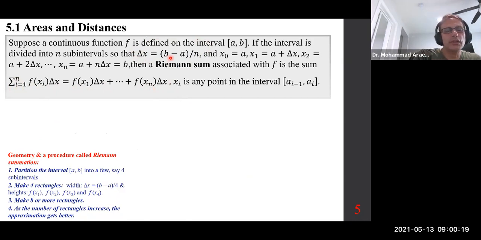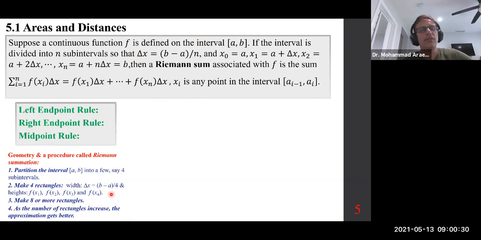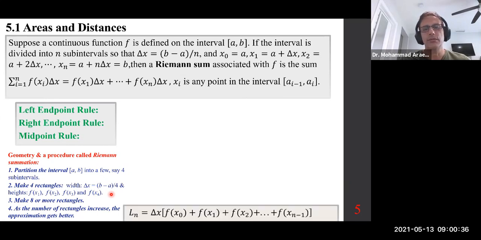So partition the interval into, for example, 4 ways. It makes 4 rectangles. If you do it, eight rectangles, okay, however many. We have the left endpoint rule, left endpoints, right endpoints, and midpoint.